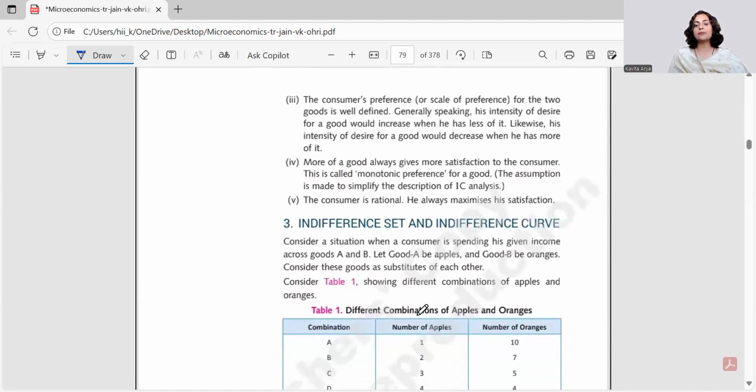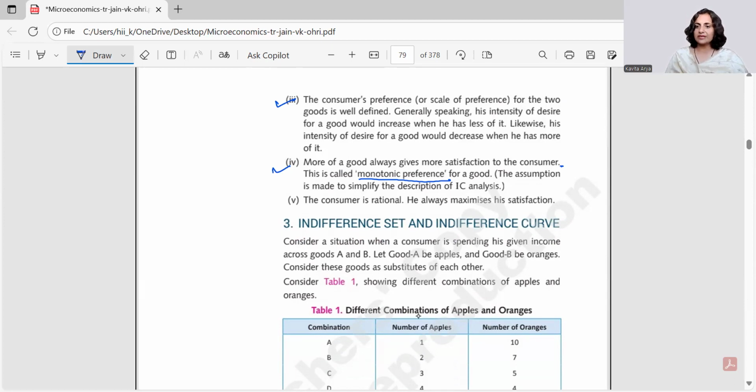Then you have the consumer preference for two goods is well defined, right? So this would be clear a bit ahead. More of a good always gives more satisfaction to the consumer, and this is called monotonic preferences. This question is asked for 1 mark and it's just asked for its definition. What do you mean by the term monotonic preferences?